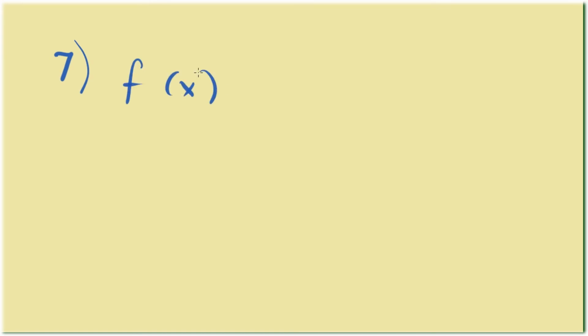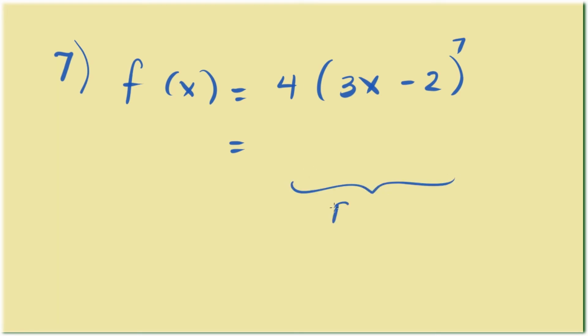Suppose we have, very similar to that, say (3x - 2) to the 7th power. So again, go ahead and use the power rule. Okay, but don't forget to do that extra step.